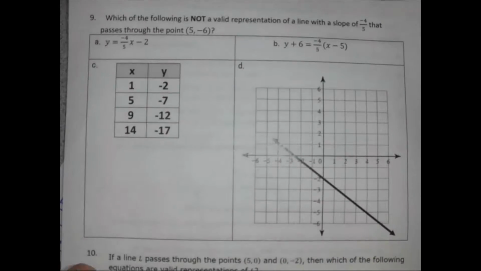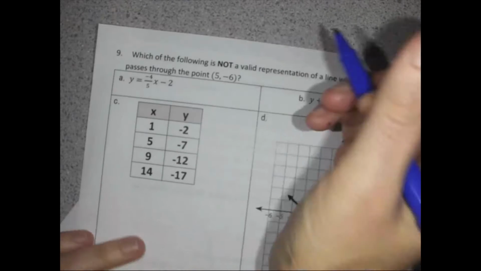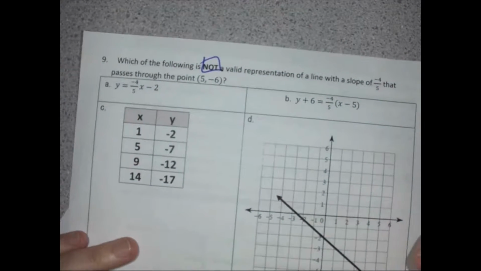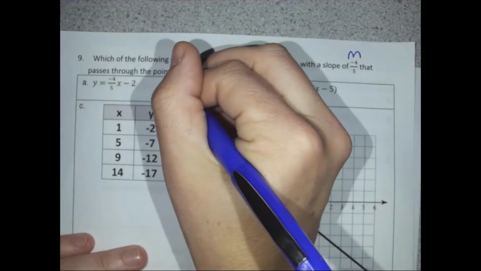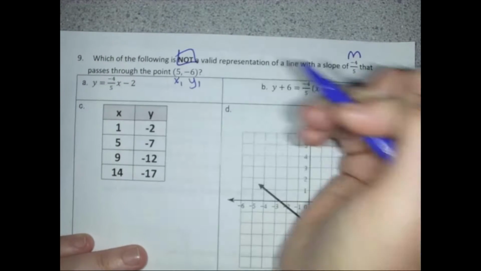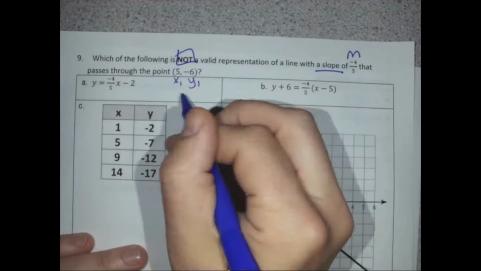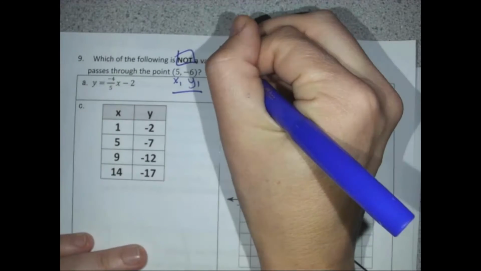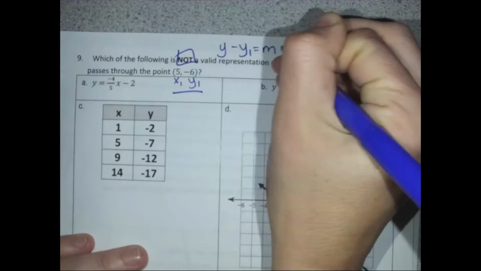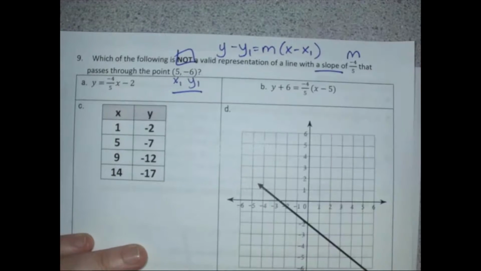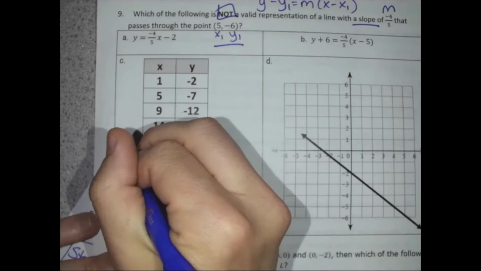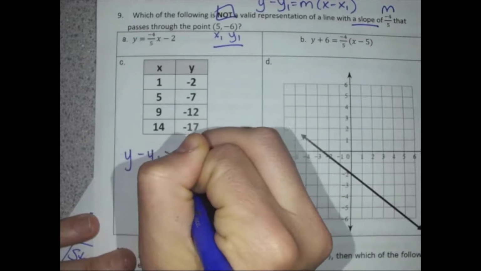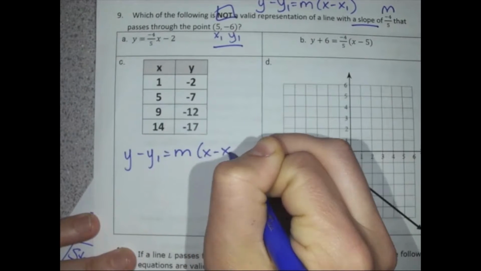Which of the following is not a valid representation of a line that has a slope, an m, that passes through this point? So this is our x1, y1. Anytime they give us a slope and a point, we use the line y minus y1 equals m times x minus x1.